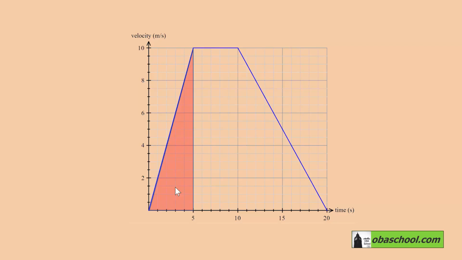Now consider this area. It's a triangle. We can see the base is 5 and the height is 10. So the area is 5 times 10 divided by 2, which is 25 meters. Remember, the area gives us the displacement. We then have this rectangle. The area is 5 times 10, which is 50.